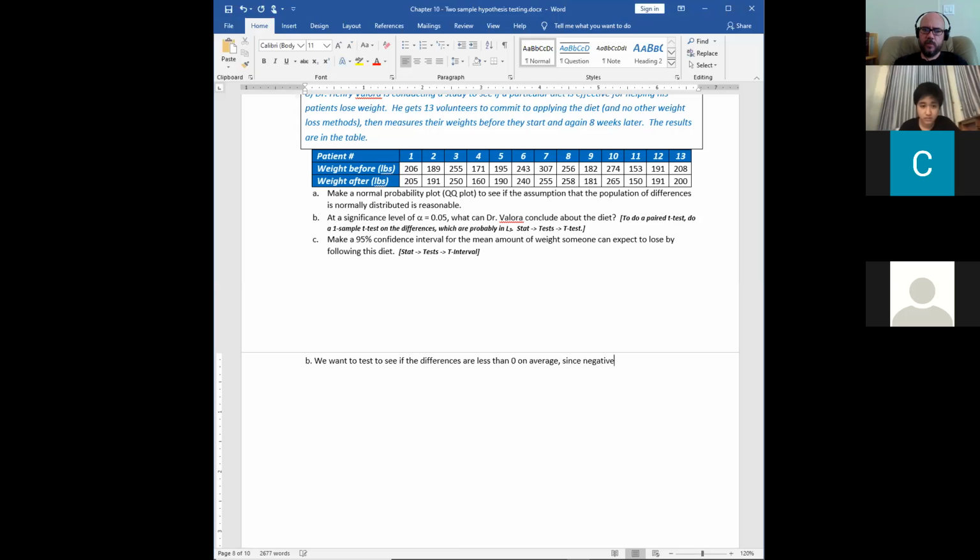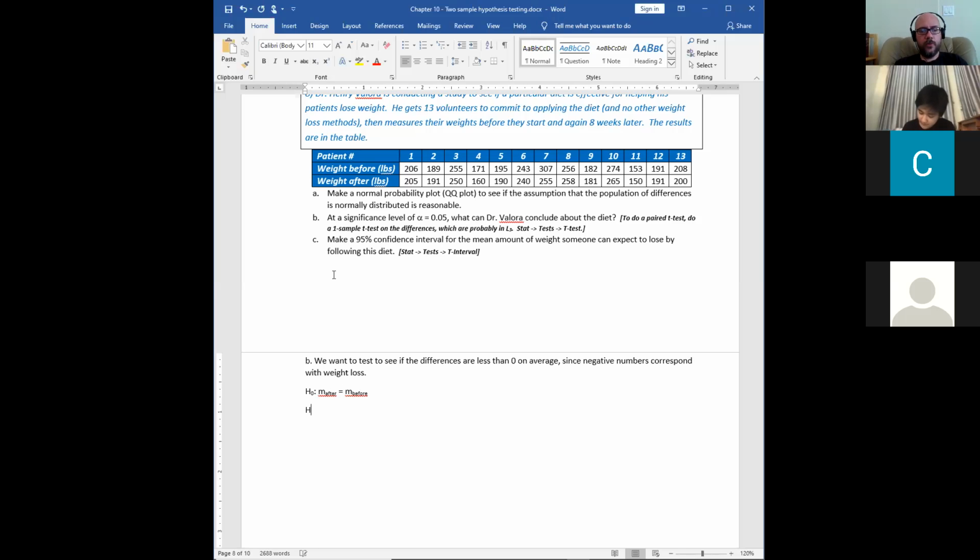Since negative numbers correspond with a loss. Right, so I just want to go t-test. So I want to do this effectively H naught. I want mu after. Mu after is equal to, equal to is what for the null hypothesis thing you said is right. Mu before.